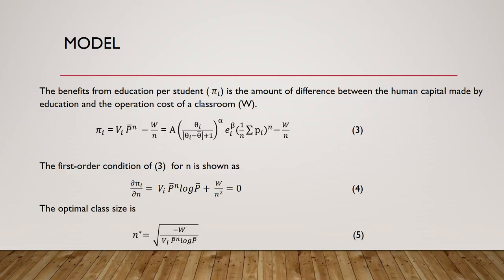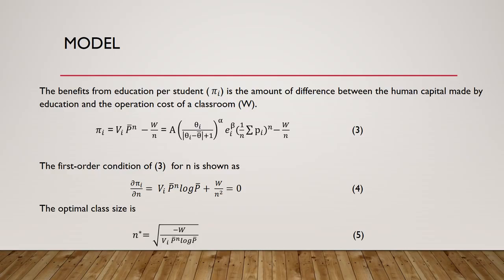From equation 3, we can observe that the value of benefits through education per student becomes the increasing function of E i and P i, whereas it is the decreasing function of W. That is, individual learning environments and individual earnestness towards studying are the factors that boost the benefit through education, whereas the operation cost decreases the value of benefits.